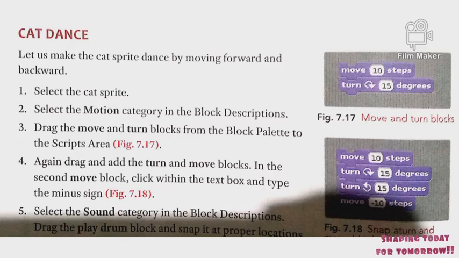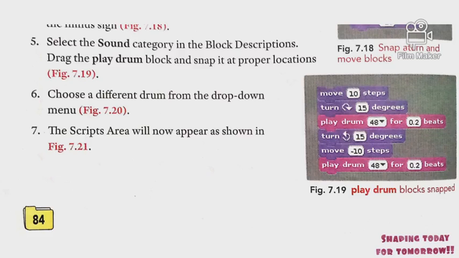In this there is a white square box in which numbers are written. So this is the text box. What you have to do is put the minus sign in front of 10. So what will happen is our cat sprite will move backward with this. Okay, let's see point number 5.